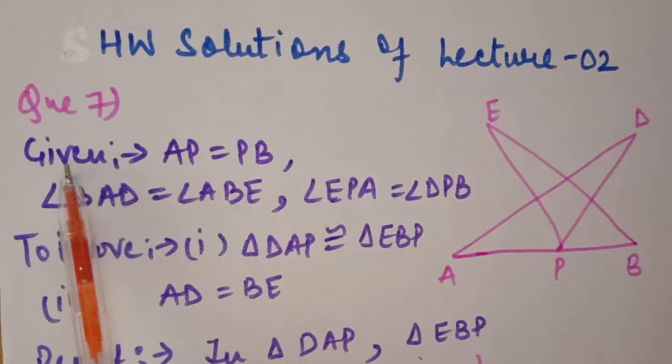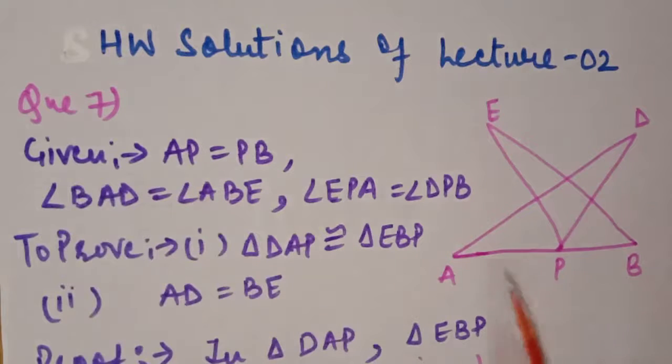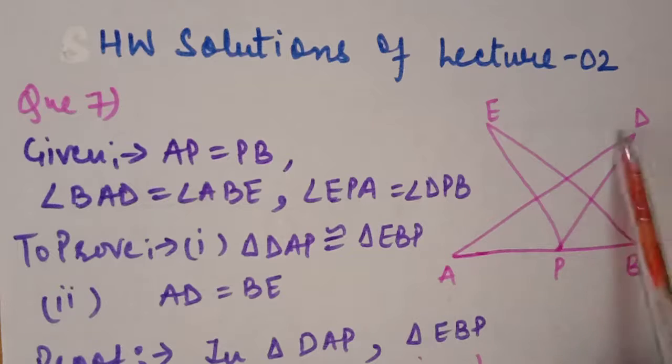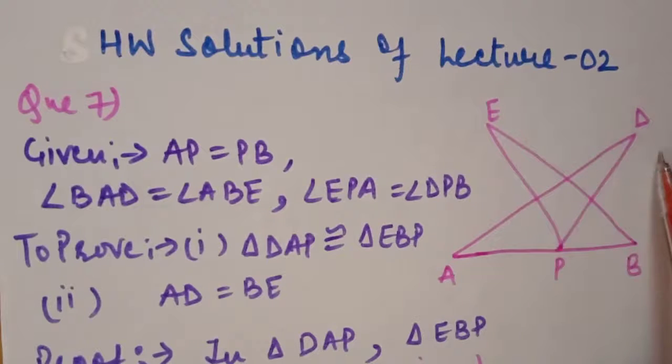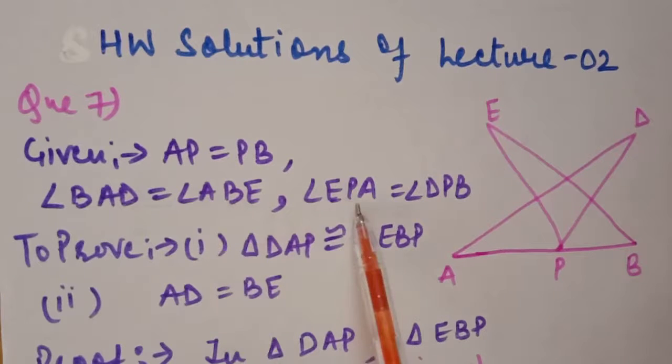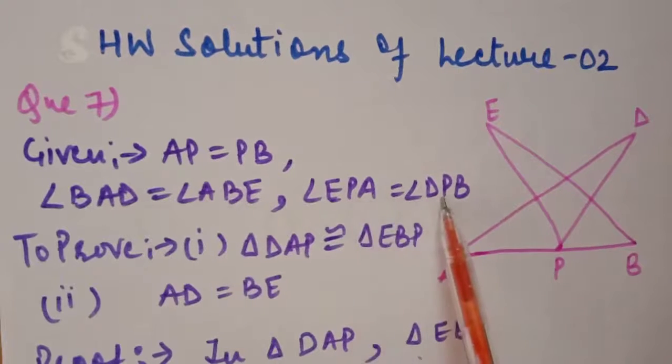Question number 7 is: AB is a line segment and P is the midpoint of AB. So definitely from the first line we have one thing, P is the midpoint of AB, it means AP is equal to PB, it is given. Now D and E are points on the same side of AB such that angle BAD and angle ABE are equal, and angle EPA and angle DPB are equal also.